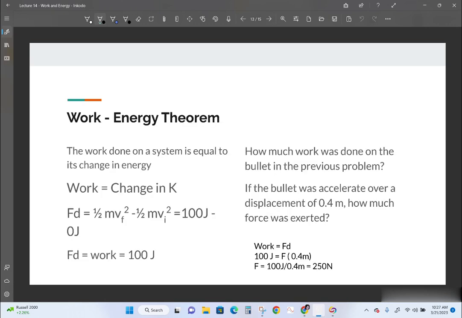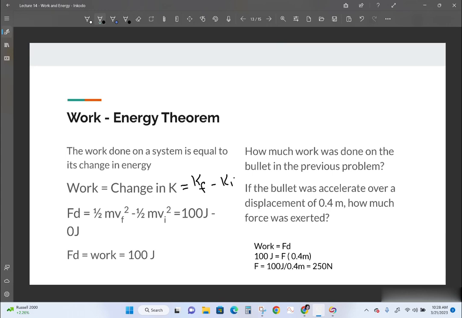In order to change the bullet's kinetic energy, we have to do work on it. So if you wanted to stop the bullet, you would have to apply a stopping force in the opposite direction of its motion over a distance to do that. This is called the work energy theorem. So what that says is that the work that you do on the object is equal to the change in kinetic energy. Remember that any change is always the final value minus the initial value.